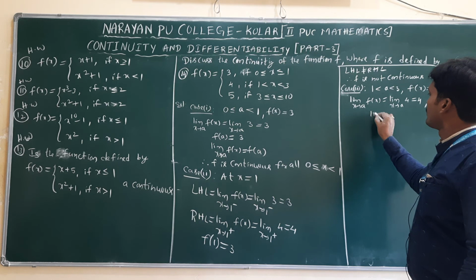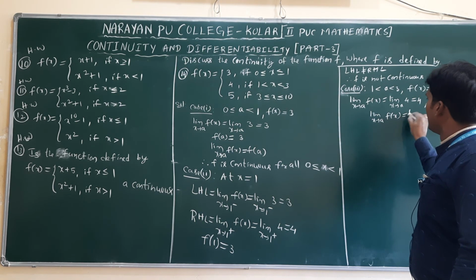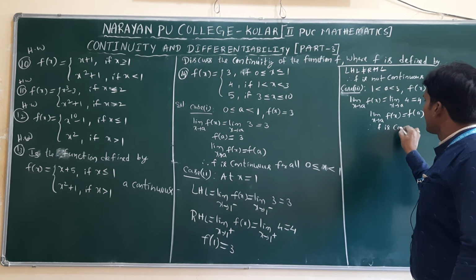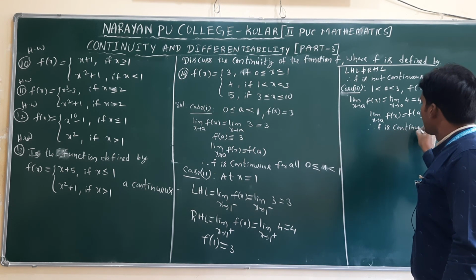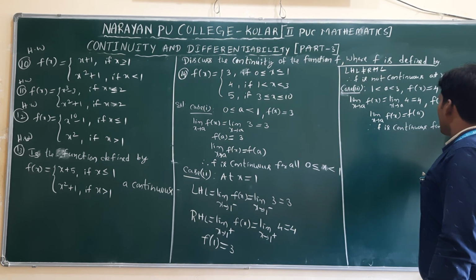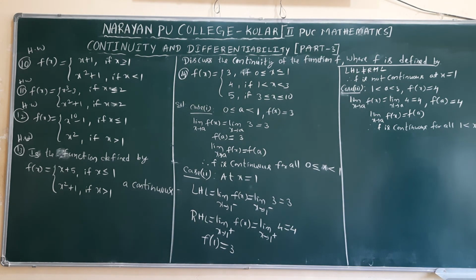So limit x tends to a, f of x is equal to f of a. Therefore, f is continuous for all the x values lying from 1 to 3.